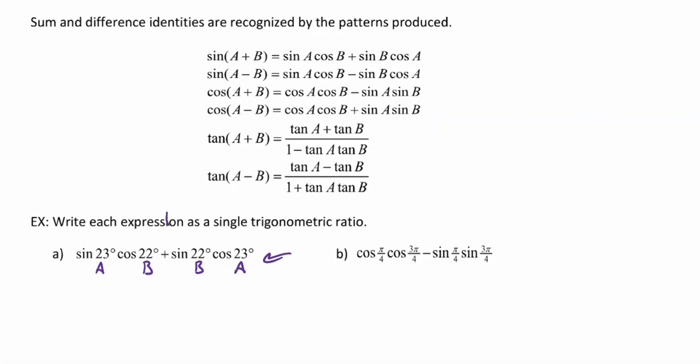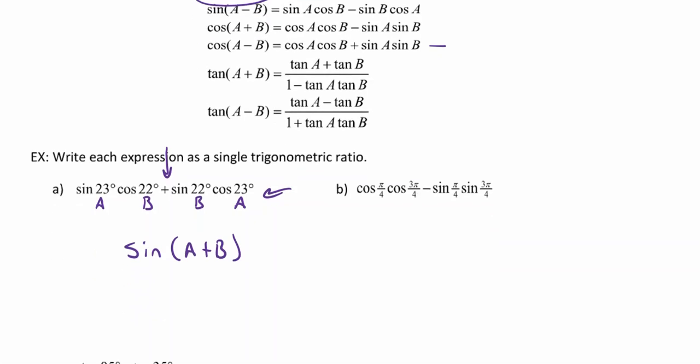Well, I see that I'm adding, so that limits it to this one or this one. We'll see if this makes any sense. So sine A plus cos B. Yep, that's that first one. And then sine B plus cos A. That's that second one. So that means if it's in that form, then I can rewrite this as just sine of A plus B. In that case, it was sine of 23 plus 22. So now that we have that, it's going to be sine of 45 degrees.